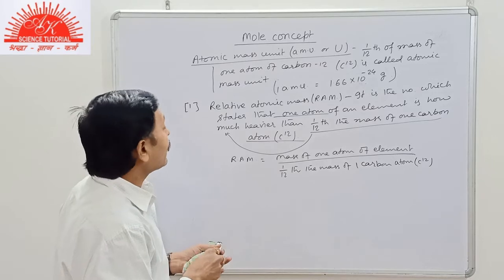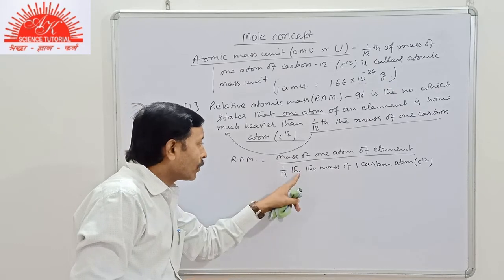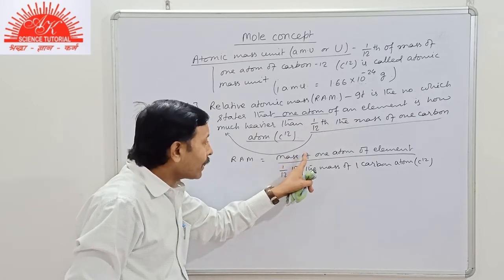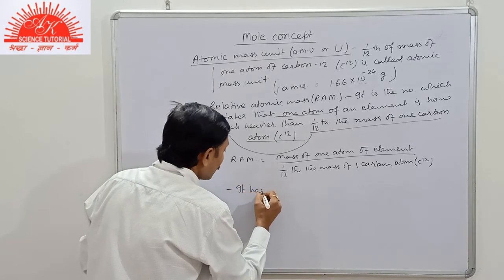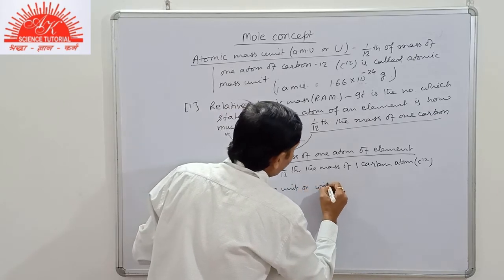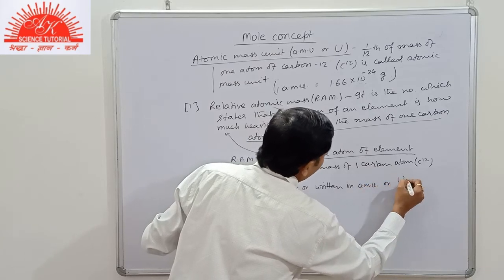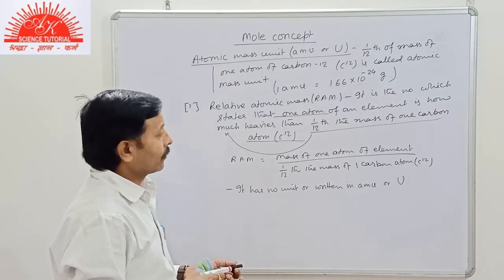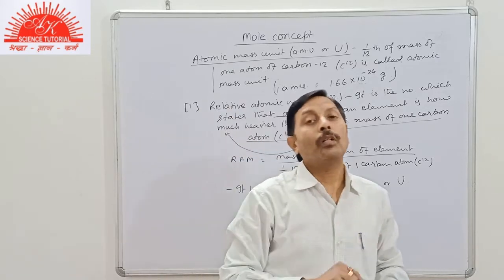Now you see that if we have to measure the mass of one atom, then it is RAM into this value. Now students, you see, it is the ratio of similar quantities. So it has no unit, or is written in AMU or simply U. Means this is the measurement taken. Now you see, this is a simple comparison. It will give the mass of one atom only.